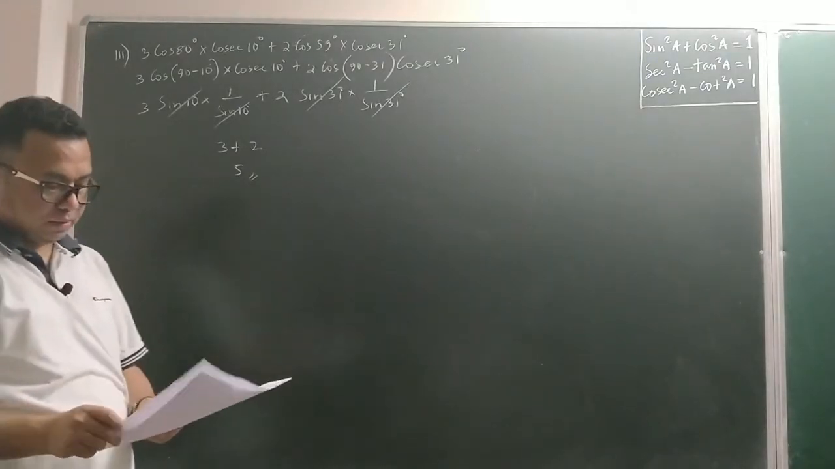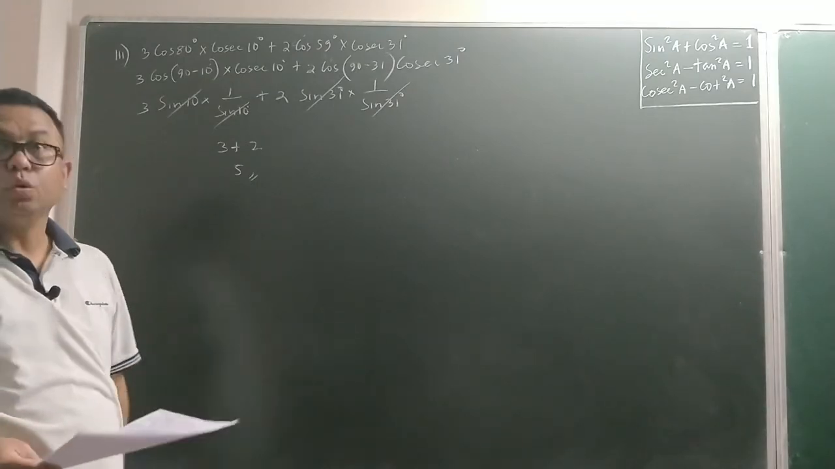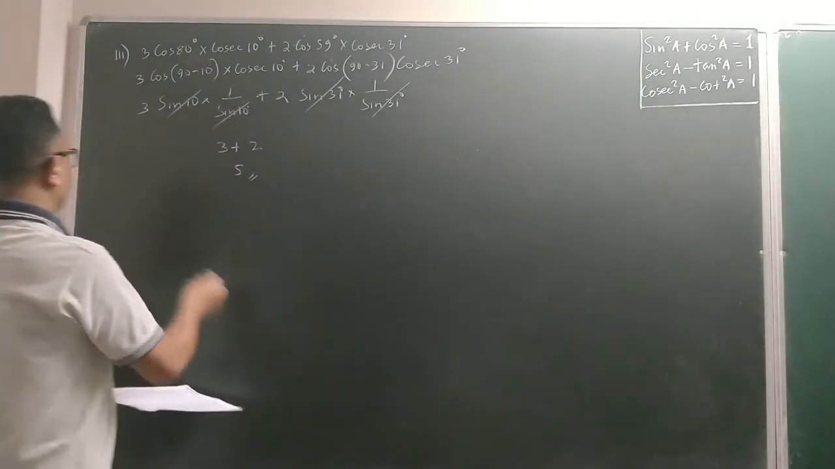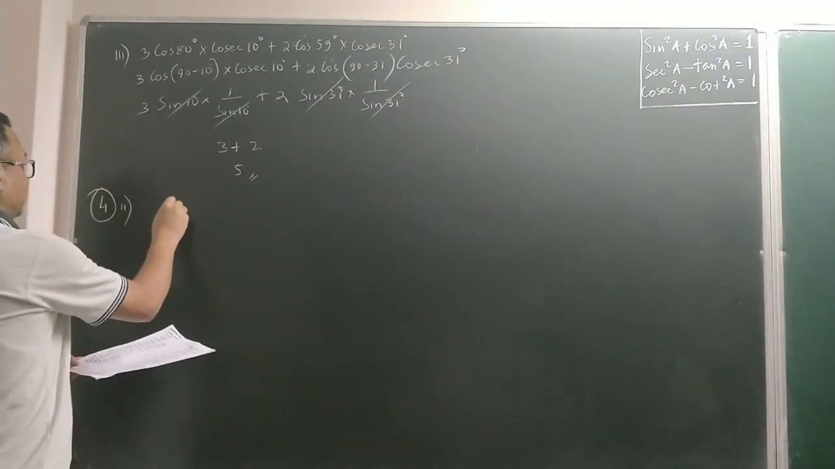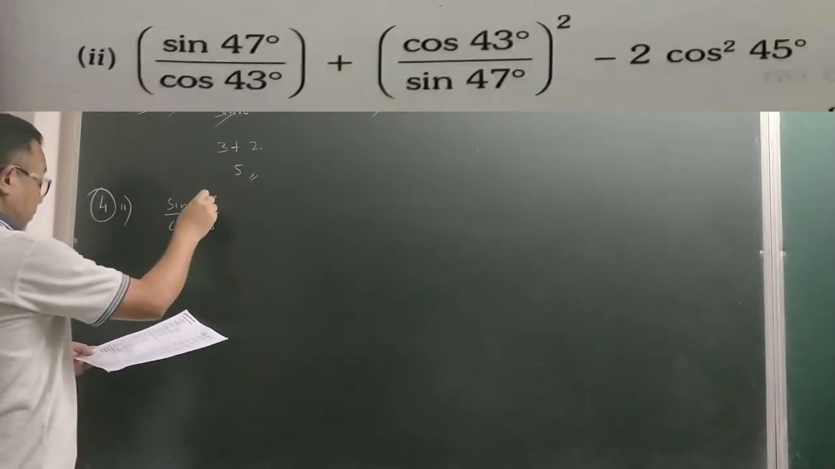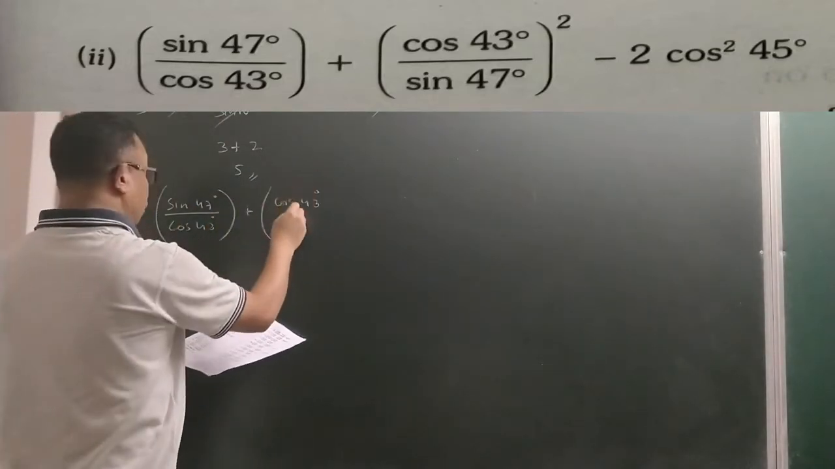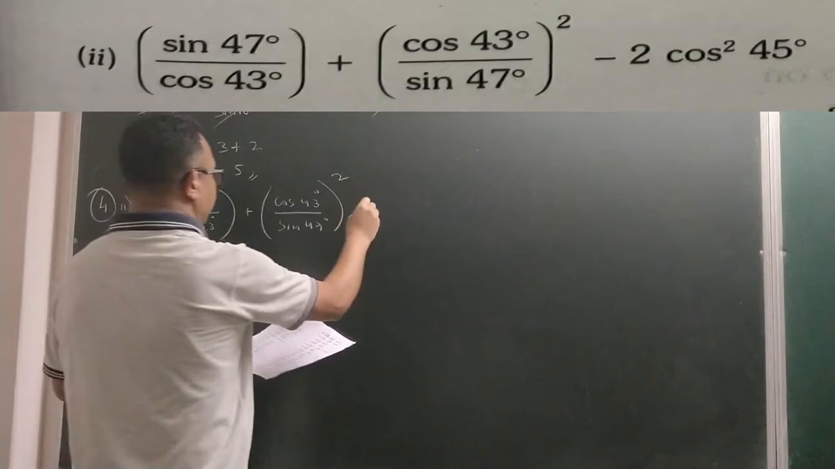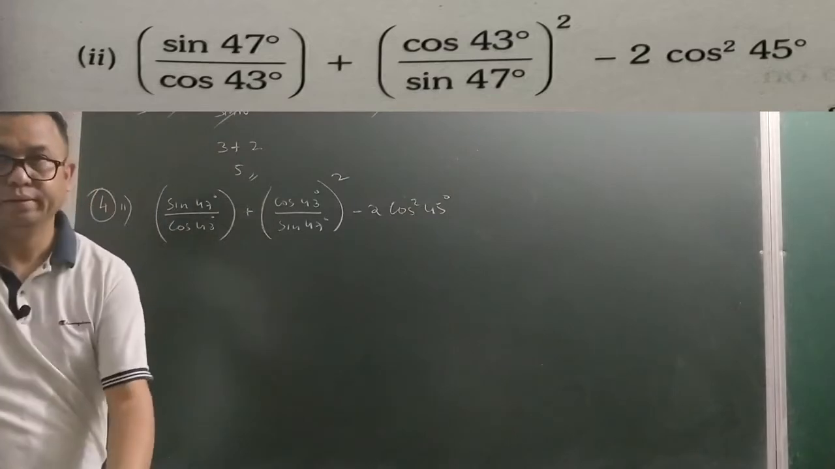Now question number 4 has a lot of questions. So I think I'll do at least maybe 2 questions for you. All are easy, by the way. I'm saying only a lot of questions, but they are all very simple to do. So let me do question number 4, 2, which is sine 47 over cos 43, then plus cos 43 over sine 47, square, minus 2 cos square 45 degree.